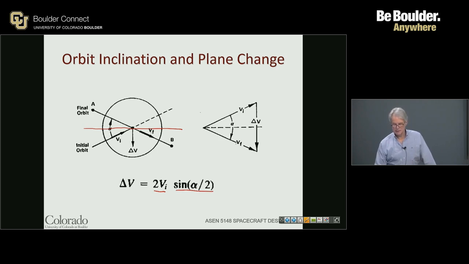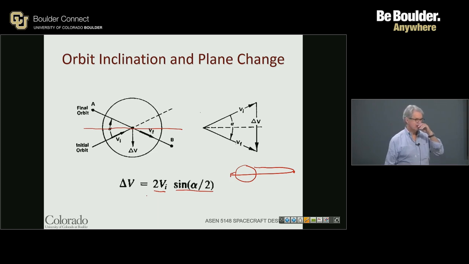Let's suppose that, however, I'm in an elliptical orbit where I'm close to the Earth at one point, periapsis, and farthest away from the Earth at another point, and I want to change orbital plane. Where should I do it? I should do it where the velocity is the smallest. Velocity is smallest at periapsis or apoapsis?